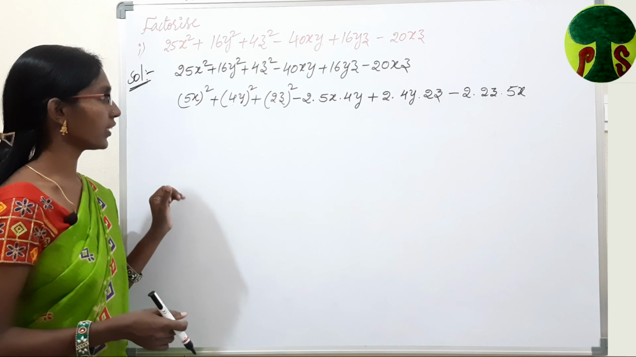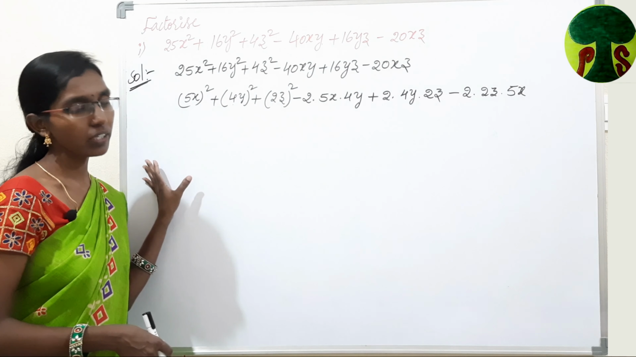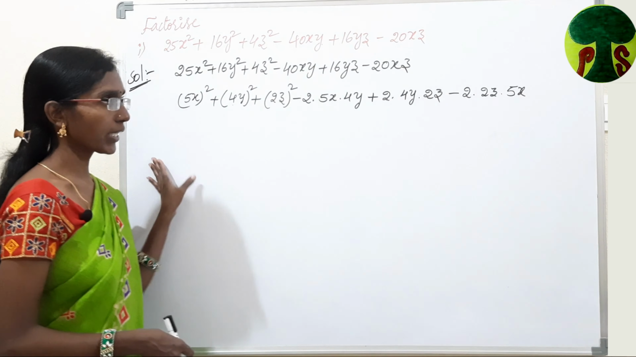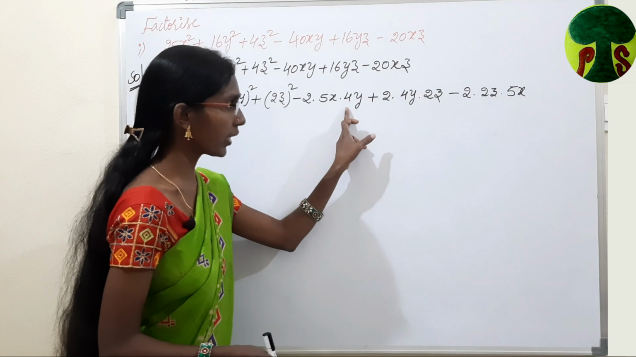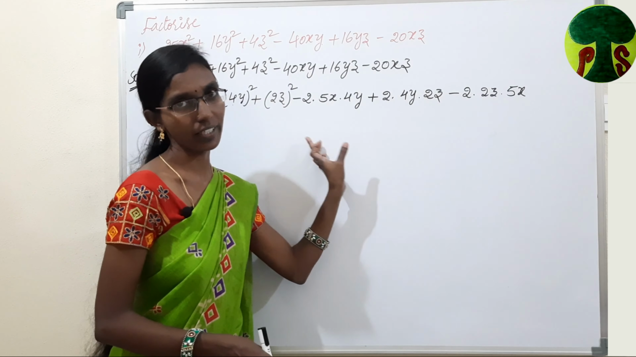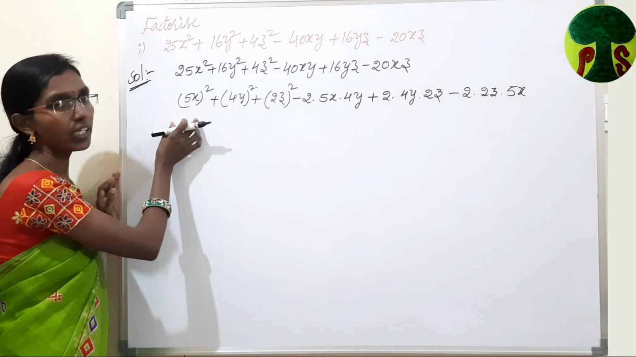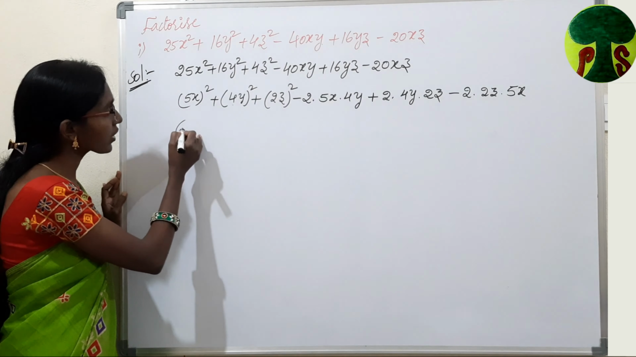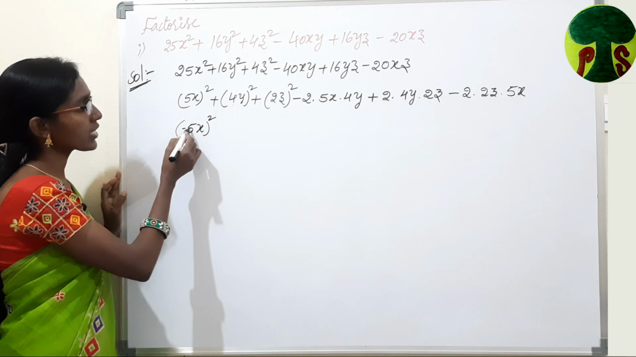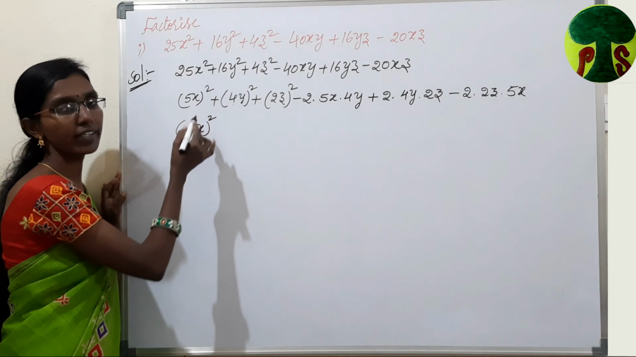We have the identity a plus b plus c whole square equals a square plus b square plus c square plus 2ab plus 2bc plus 2ca. But here we have minus 2ab and here we have minus 2ca. The common term is a. A has minus. So in the place of 5x whole square, I am writing minus 5x whole square. Minus 5 whole square is nothing but plus 25x square. Plus 25x square we will get.